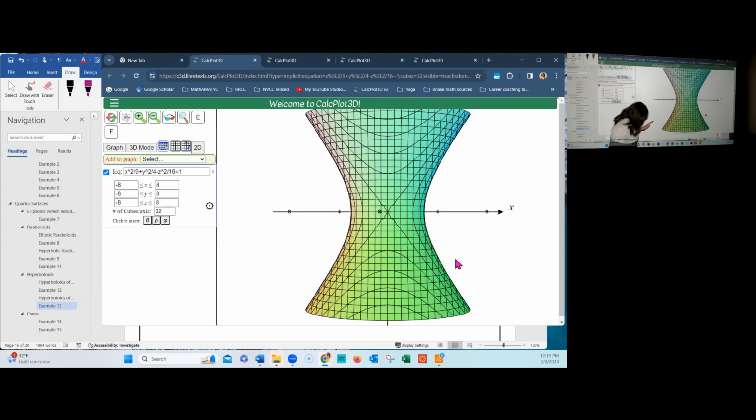And again, the hyperbola shape is like here. You can see the lines in CalcPlot 3D if you look closely enough. You can see the hyperbola shapes coming through.